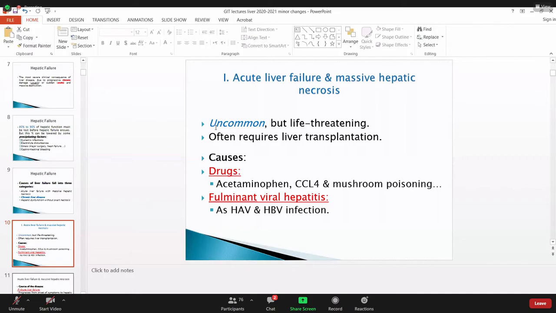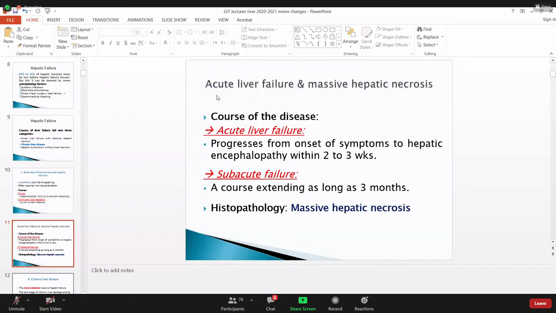Okay, the course of the disease is divided into acute liver injury, acute liver failure, or subacute liver failure. Acute liver failure depends on the duration: within 2 to 3 weeks, symptoms of hepatic failure or symptoms of hepatic encephalopathy appear. We will talk about the symptoms of hepatic failure, how these patients present. Or subacute failure, a course extending as long as 3 months, and we have massive hepatic necrosis in both cases.